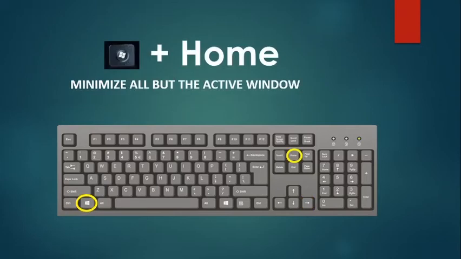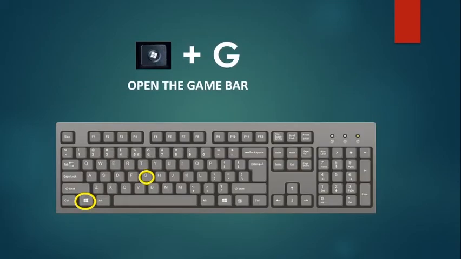Next is Windows plus Home. This minimizes all the windows which are open except for the one which you're currently working on, so this can be handy sometimes as well. Next is Windows plus G. This can be used to open the Game Bar, so this can be handy for the gamers if they want to record their gameplay or something. This is a shortcut for that.